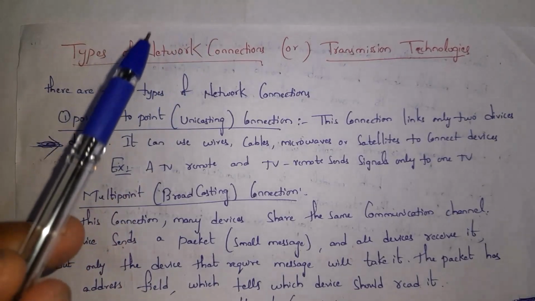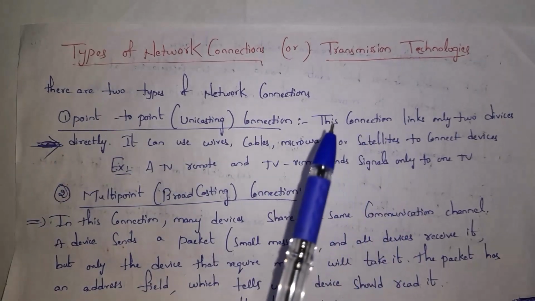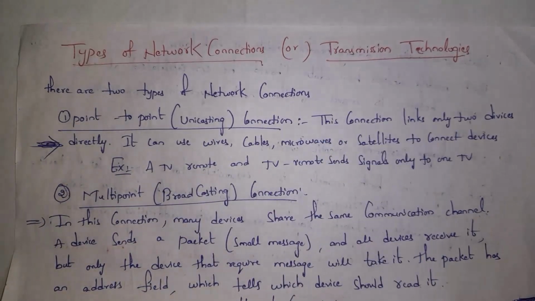Guys, we also call network connections transmission technologies. There are 2 types of network connections. One is point-to-point connection. We also call it unicasting. And the second one is multi-point connection. We also call it broadcasting. At first, I will explain what is point-to-point connection, that is unicasting. Guys, in unicasting, 2 devices will communicate with each other. The communication can be wired or wireless. Wired means they can use wires or cables for communication, and wireless means they can use microwaves or satellite connection for communication. Guys, in point-to-point connection, only 2 devices will communicate with each other.